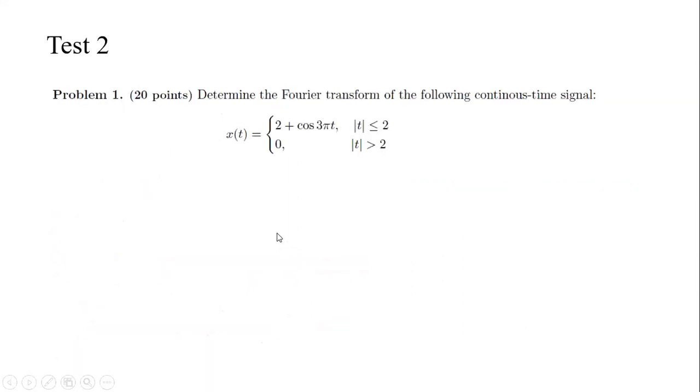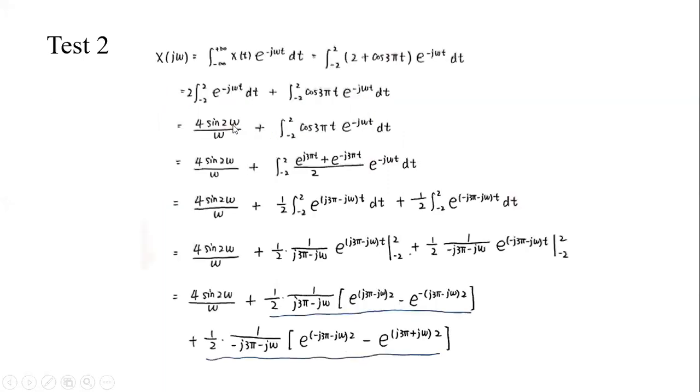And next, this one is a problem in text 2. You are asked to determine the Fourier transform of this continuous time signal. Let's look at the answer. I think it is a little bit tedious.